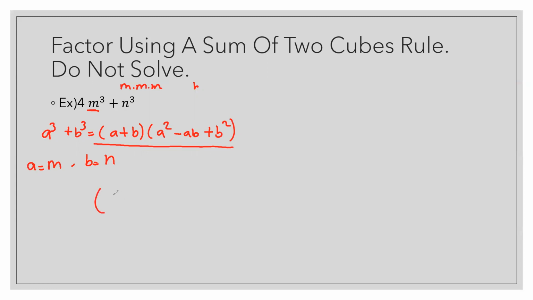So it's going to be a plus b, m plus n, and then a squared is m squared, minus ab, so that's minus mn, plus b squared. Well, our b is n, and then n squared, that's easy. That's n squared. And yep, that is your final answer.